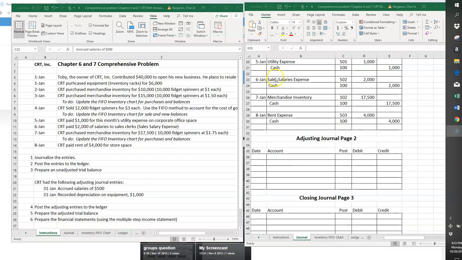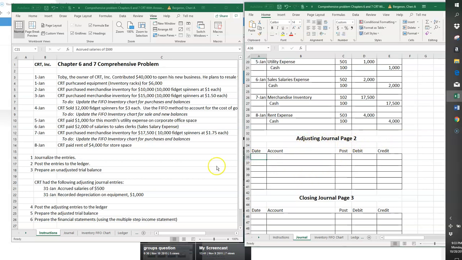So we have just finished our regular journal entries, posting those and doing our unadjusted trial balance. So now we are ready to make our adjusting journal entries. All right, so we just have 2. So we're going to journalize our adjusting journal entries, and we're going to do that on adjusting journal page 2.